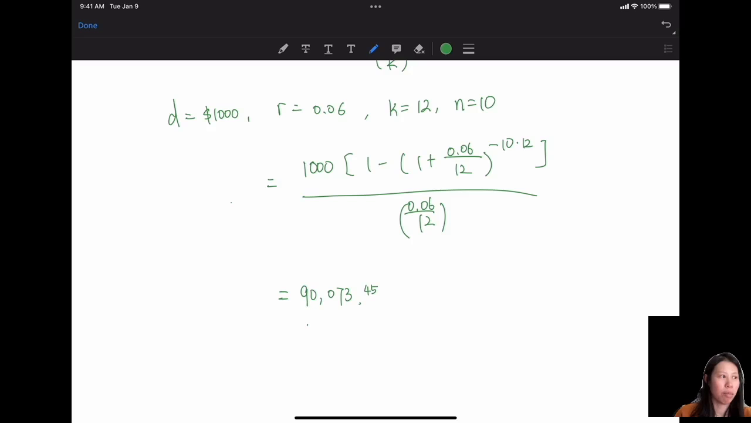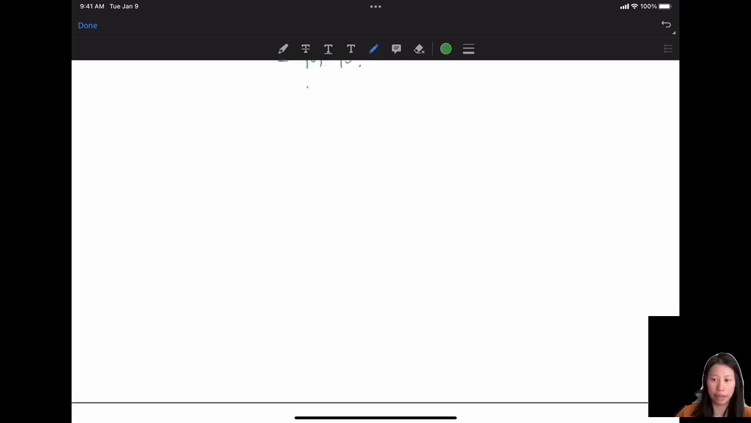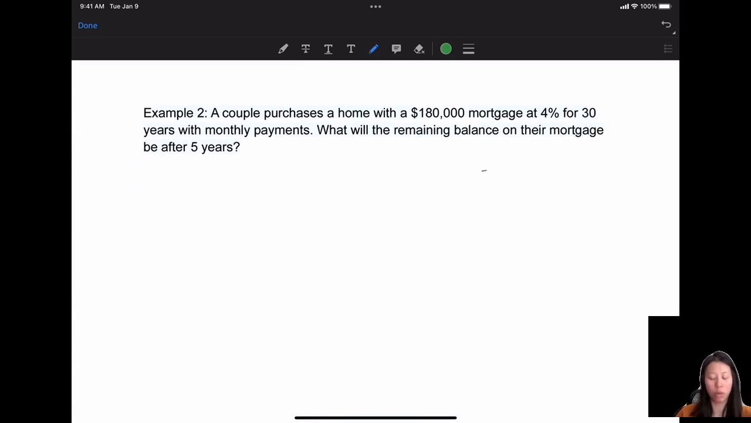Okay, but now let me show you another example. In this one, a couple purchases a home with a $118,000 mortgage at 4% for 30 years with monthly payments. What will be the remaining balance on their mortgage after 5 years? So how do we do this problem?